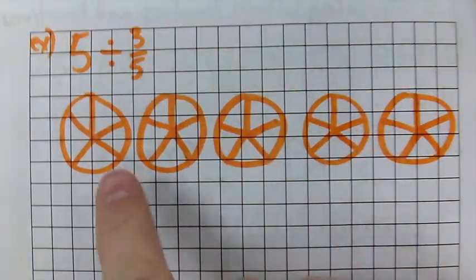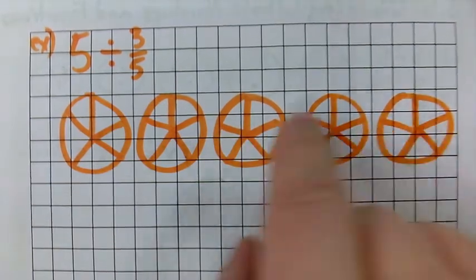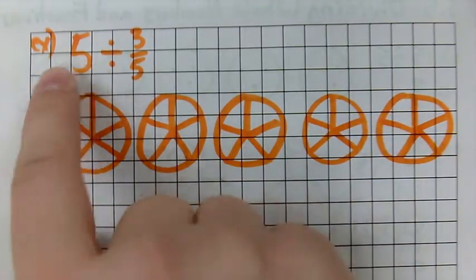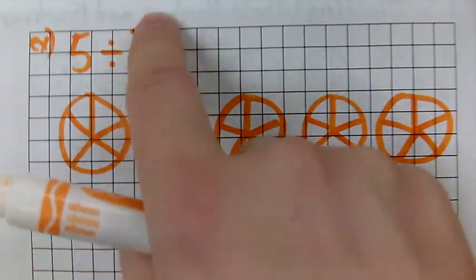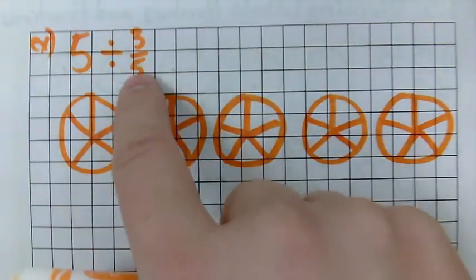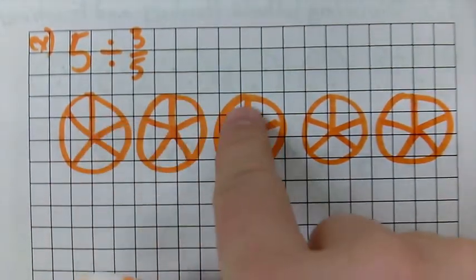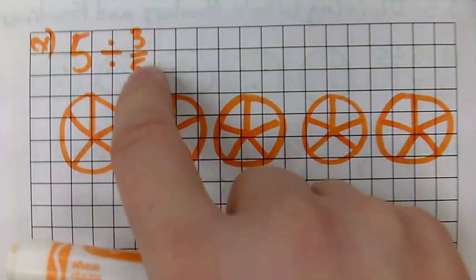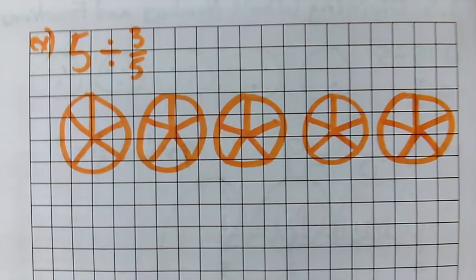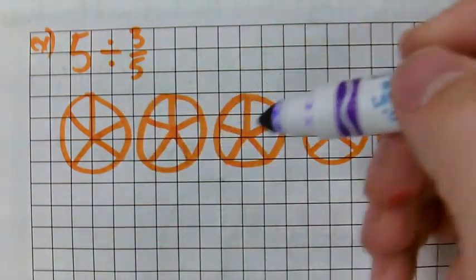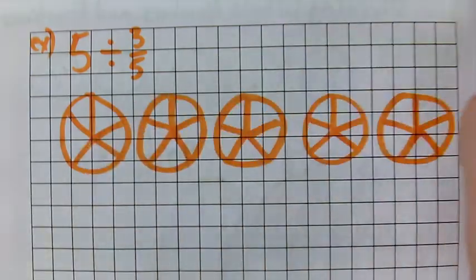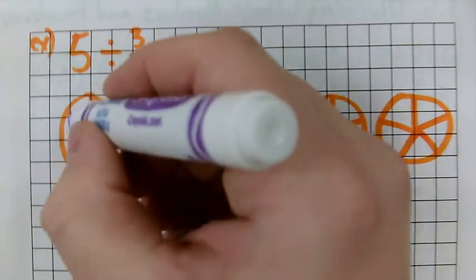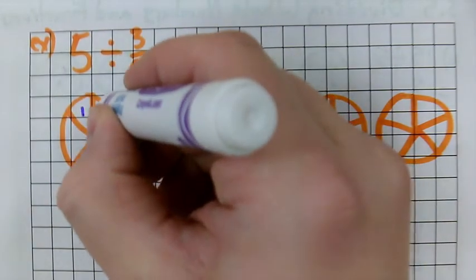So let me explain. I drew 5 circles here because it's 5 that are going to be divided into groups of 3/5. And I chose to split these circles up into 5 pieces. Why? Because in my denominator, what's being split is the 5. So that's what that is there. And now, what I'm going to do is I'm going to put in some groups of 3/5 into these circles and see how many there are within these 5 here. So I'm going to just number them.